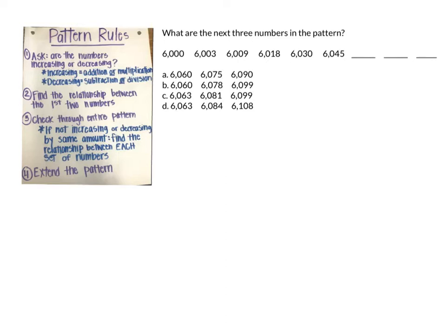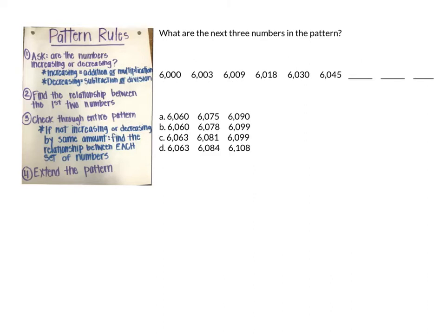What are the next three numbers in the pattern? 6,000, 6,003, 6,009, 6,018, 6,030, 6,045, and then I've got 3 blanks to extend my pattern, 3 numbers. So this problem is asking me for the next 3 numbers in the pattern. So we're going to be extending the pattern using our rule.